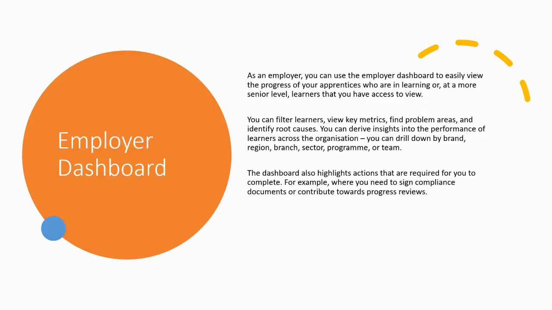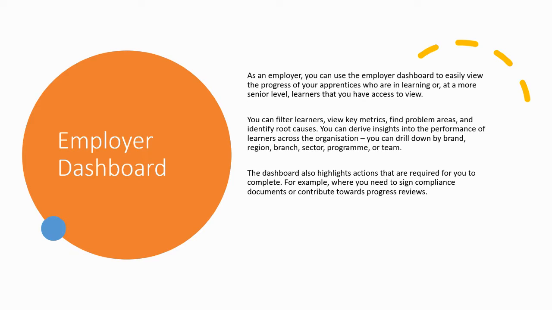The employer dashboards allow employers to view the progress of learners that they have permissions to view. The permissions allow us to differentiate between an employer, line manager and mentor belonging to an apprentice. The employer dashboard allows users to filter by programme, employer group, learner group and programme status, which we'll have a look through on the live demo.